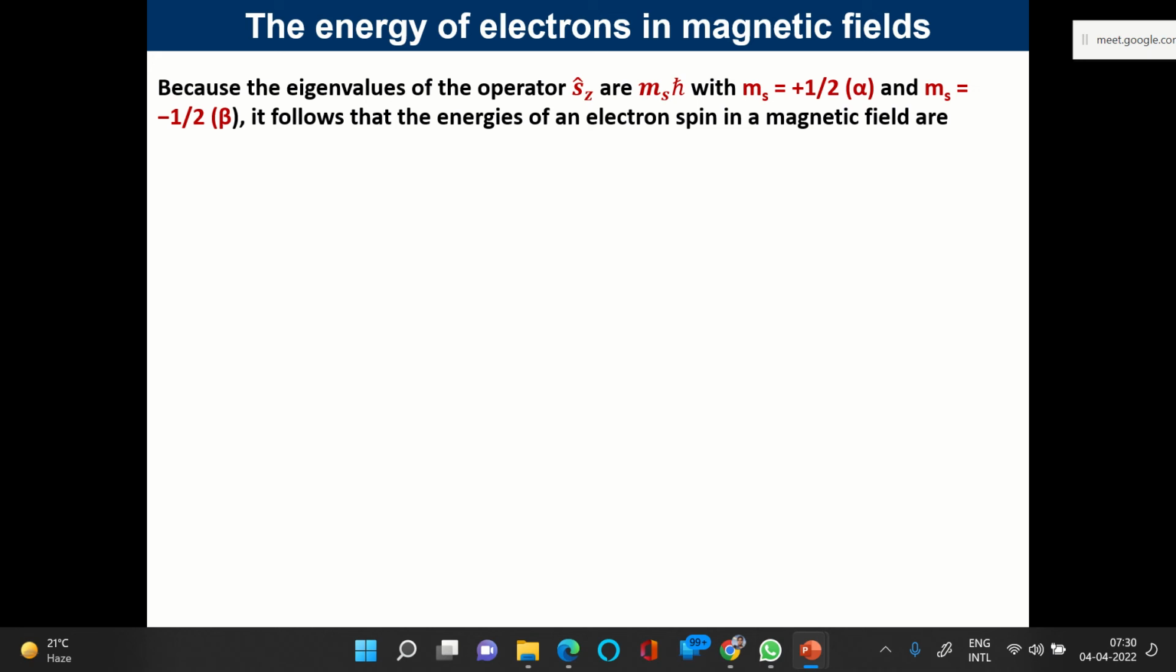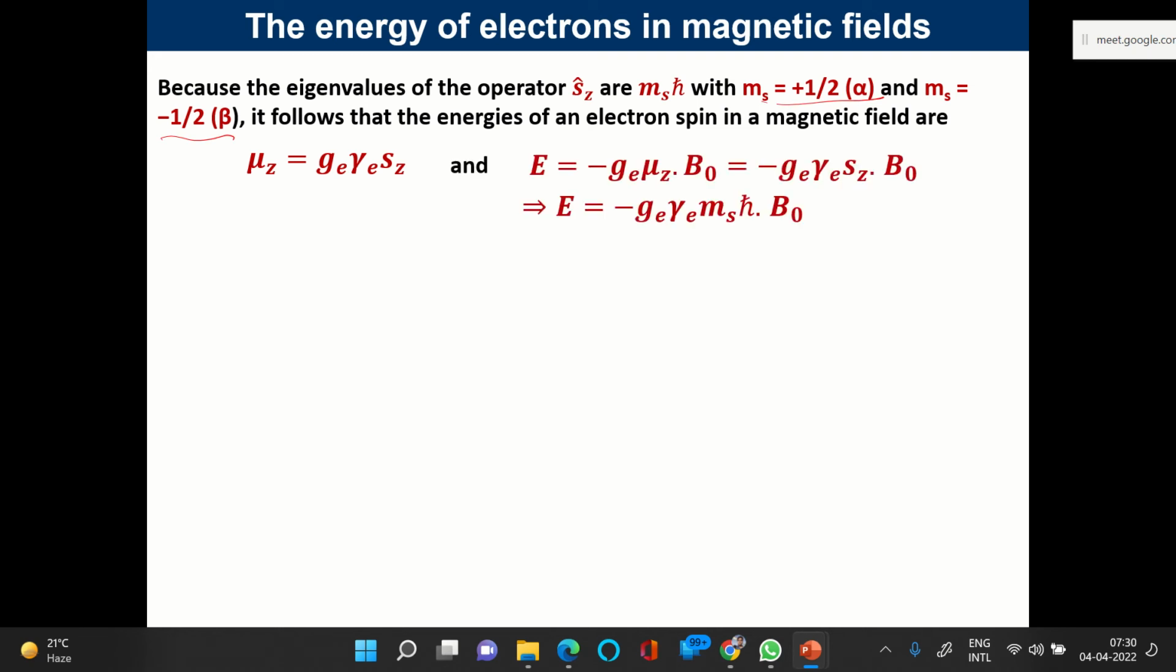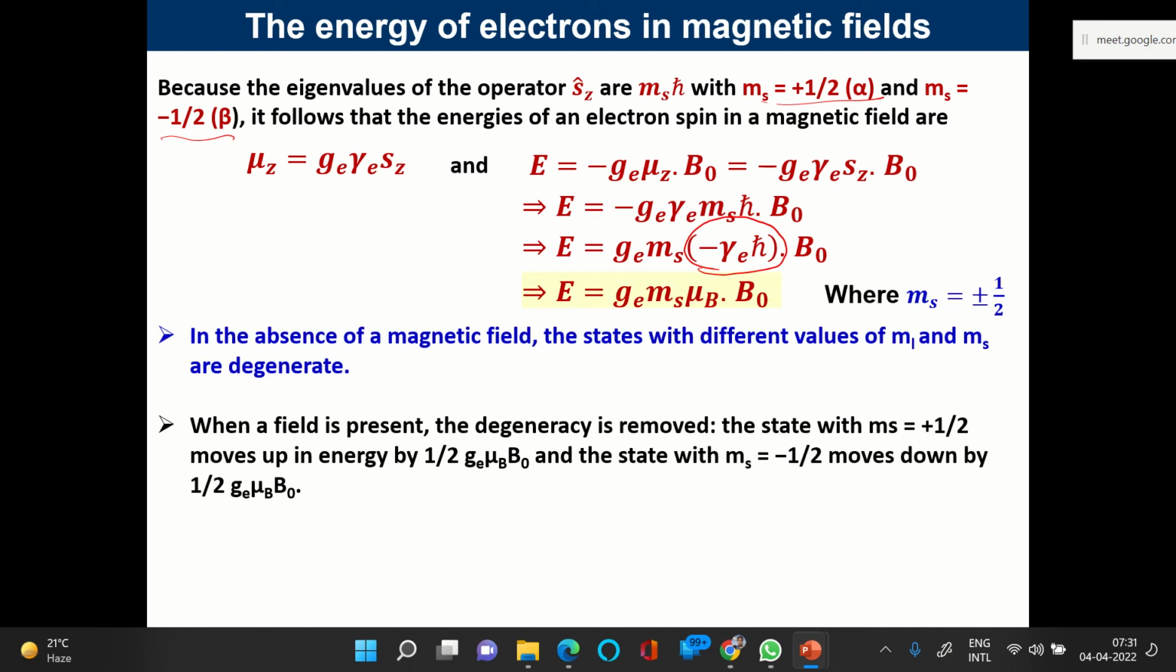So this thing plus half h cross ms plus half ms minus half. So we assign alpha and beta state that we have already discussed in previous classes. So if you go on simply putting the terms together, you will get again gamma e h cross ms mu B, and Bohr. So that Bohr Magneton is already defined.